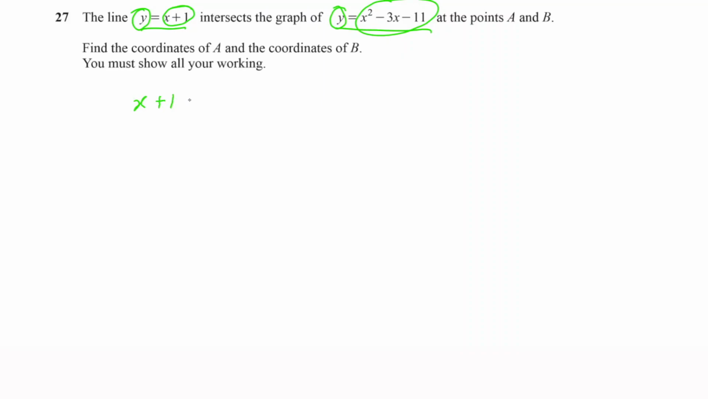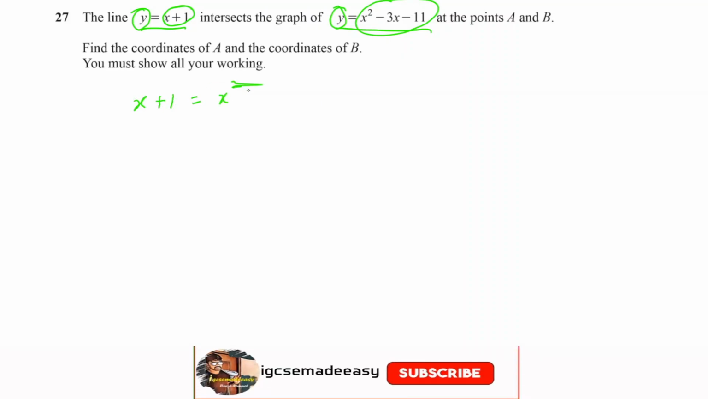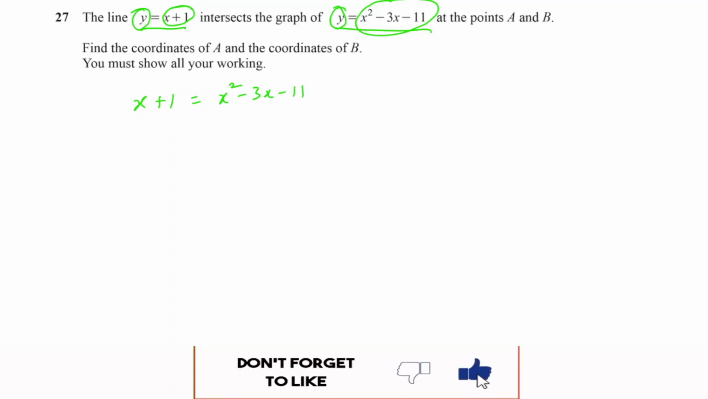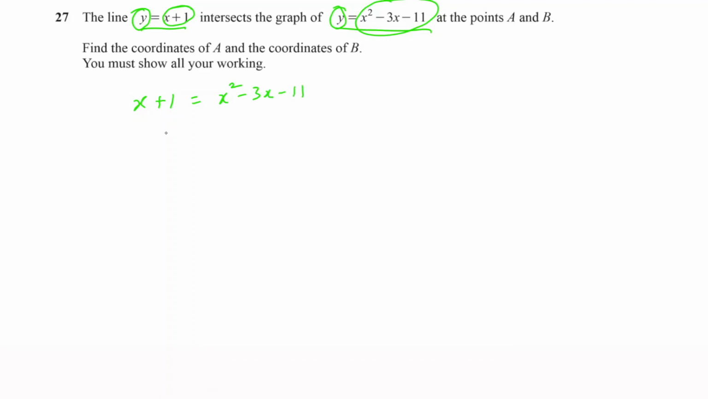So x plus 1 will be equal to x square minus of 3x minus of 11. So if we solve this, just placing all the like terms together, x square minus of 3x minus of x minus of 11 minus of 1 will be equal to 0. So if I solve this, x square minus of 3x minus of x is minus 4x, minus 11 minus of 1 is minus 12, that will be equal to 0.